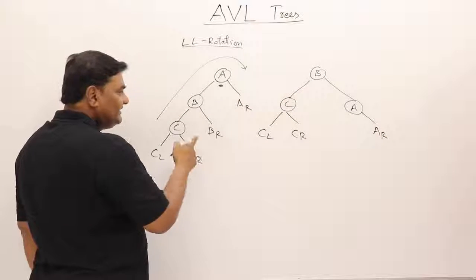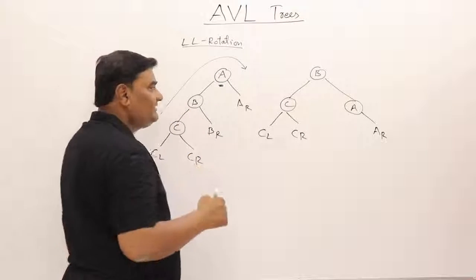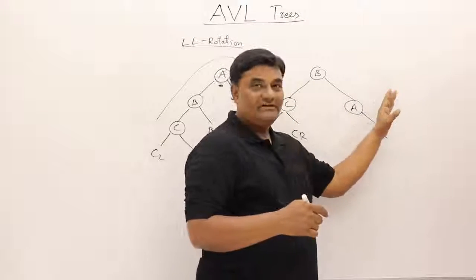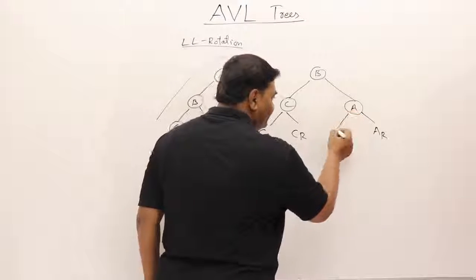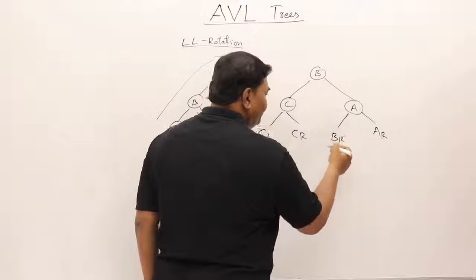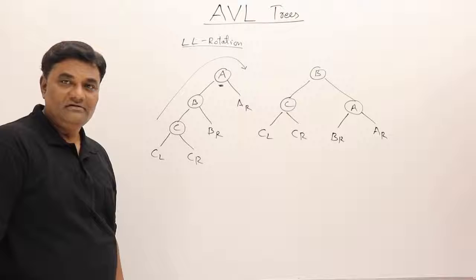Then what is missing there? B's right child. So this is the right subtree of B, so it should be on the right-hand side of B only. Then where should it come? Where is the space remaining? Here is the space remaining. So B's right child will come here.